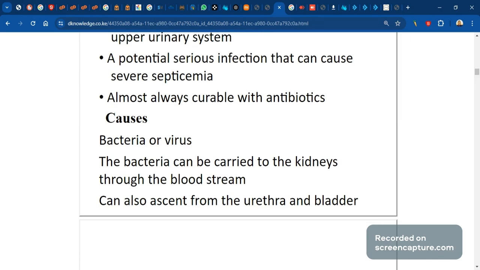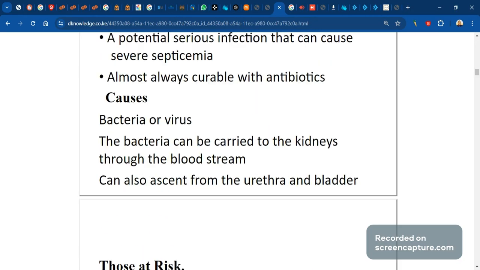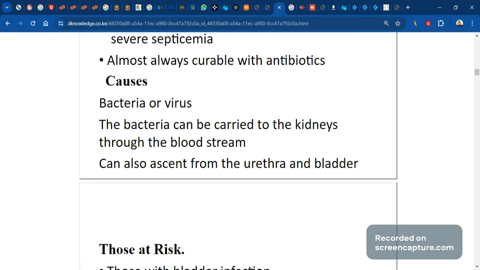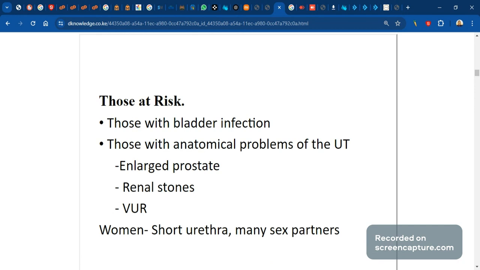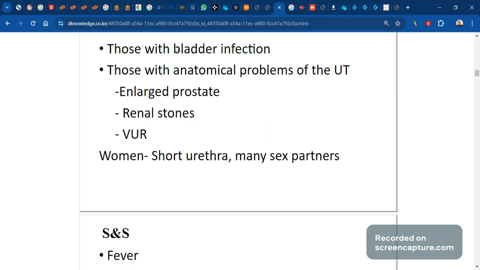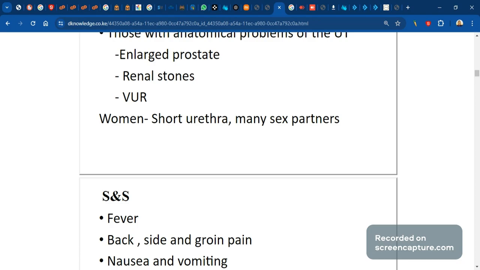Okay, so the pyelonephritis can be caused by bacteria or virus. And I've told you, it is just inflammation of the nephron. So the bacteria can be carried to the kidney through the bloodstream, and also can ascend from the urethra and the bladder. So it can come from the urethra and the bladder, or it can come from the blood directly. So those at risk are those with bladder infection, those with anatomical problems or UTI, people with enlarged prostate, people with renal stones, people with vesicoureteral reflux, okay, VUR. Also women with short urethra and many sex partners.